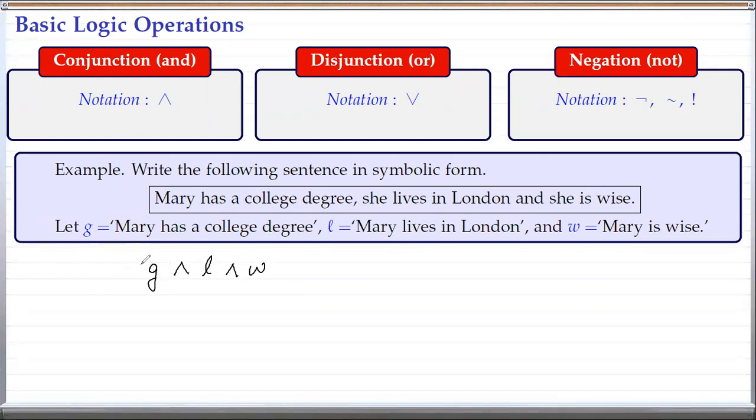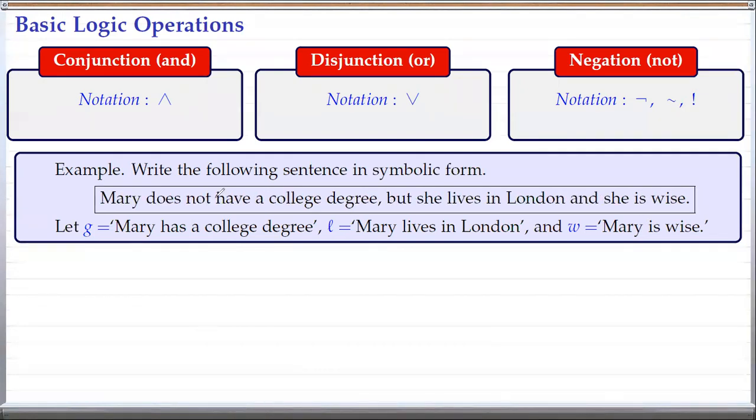The order of operation doesn't really matter. If we want, we can put a parenthesis like this here, or you can put parenthesis between the first two also. So this is the symbolic form of the given statement.